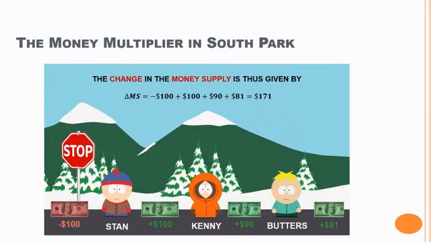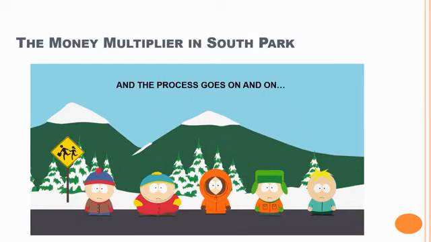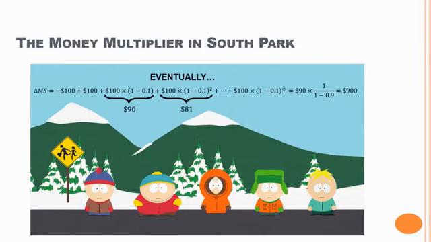$90 plus $81. And this process could continue, because we stopped after only 3 steps or even just 2 steps, but this would continue forever and ever. And if we continued, the change in money supply would be given by this formula. So this is the currency in circulation being destroyed. This is the initial increase in Stan's demand deposit. Then this is the initial increase in Kenny's demand deposit. This is the next increase in Butters' demand deposit, and so on and so on.